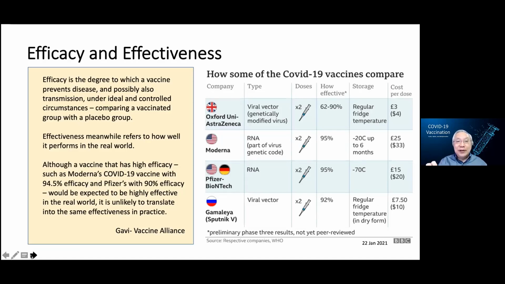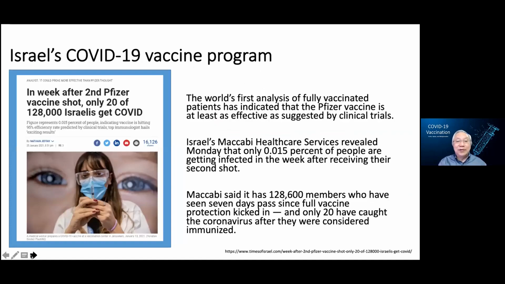Efficacy is the result that you get when we test it in the lab in controlled cases. Effectiveness is what is done in real life. When you give the vaccine to the real population, that is effectiveness. So in the beginning, in December, January this year, we were talking about efficacy. But now we have enough real life data to talk about the effectiveness of the vaccine.